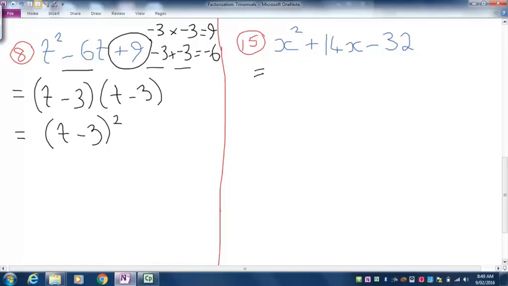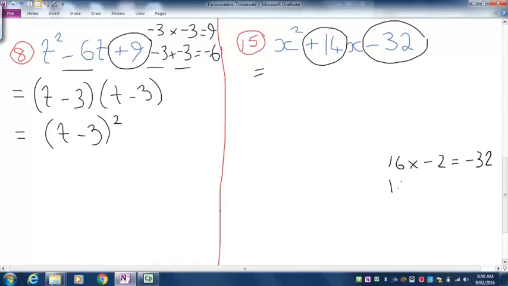For number 15, I need two numbers that multiply to give me negative 32 and add to give me positive 14. Positive 16 times negative 2 gives negative 32, and positive 16 plus negative 2 gives me positive 14. So there's my two factors, and writing them in my brackets gives me x plus 16 times x minus 2.